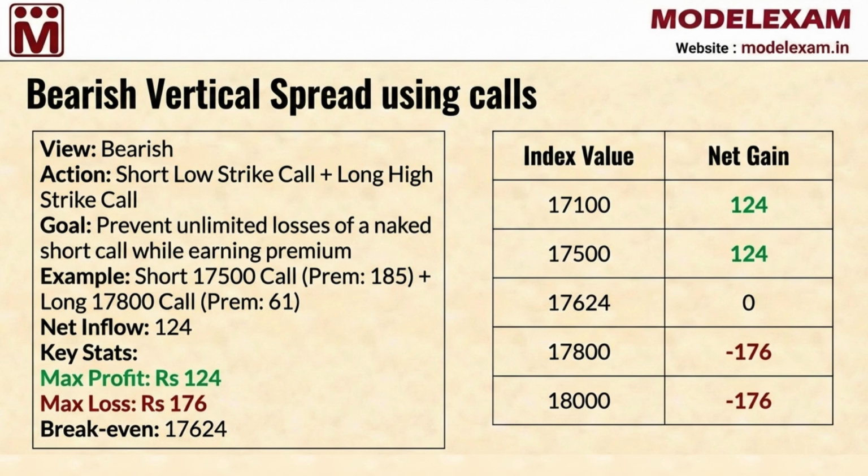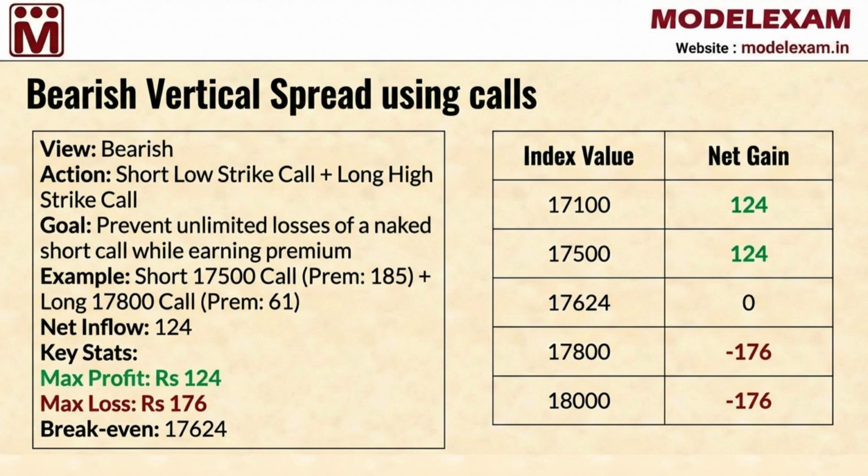If your view of the market is negative, you might consider a bearish vertical spread using calls. This strategy is designed to prevent the unlimited losses you might face with a regular short call while still earning a premium. You sell a lower strike call and buy a higher strike call as insurance. For example, by selling a 17,500 call and buying a 17,800 call with premiums of 185 and 61 respectively, you get a net inflow of 124. This inflow is your maximum profit.